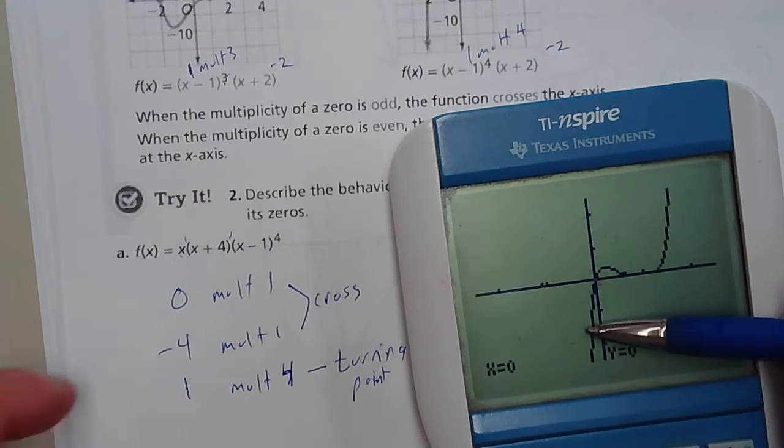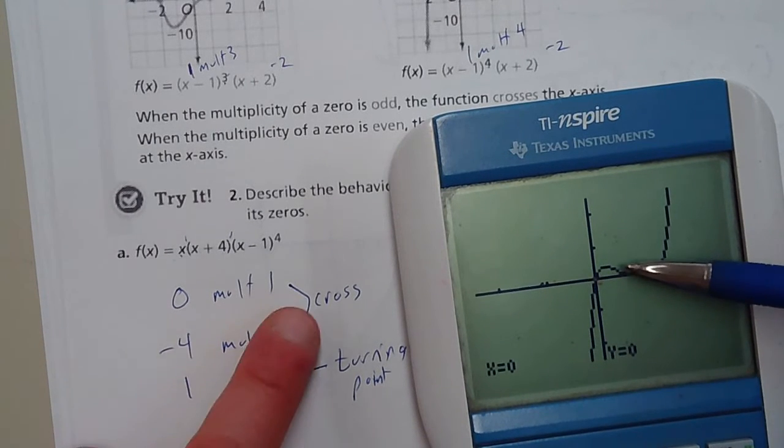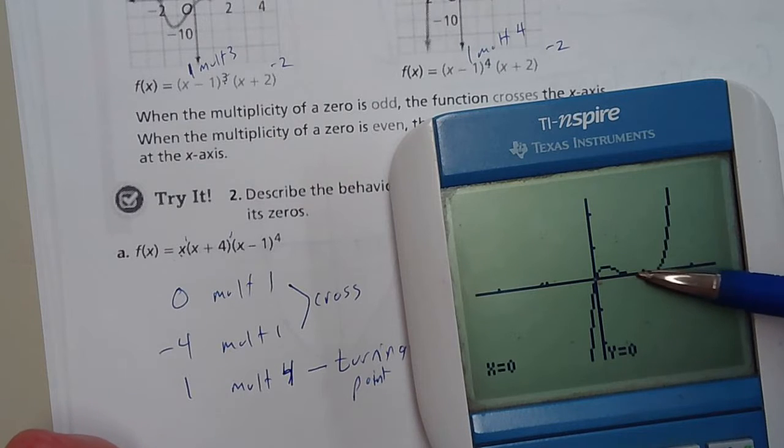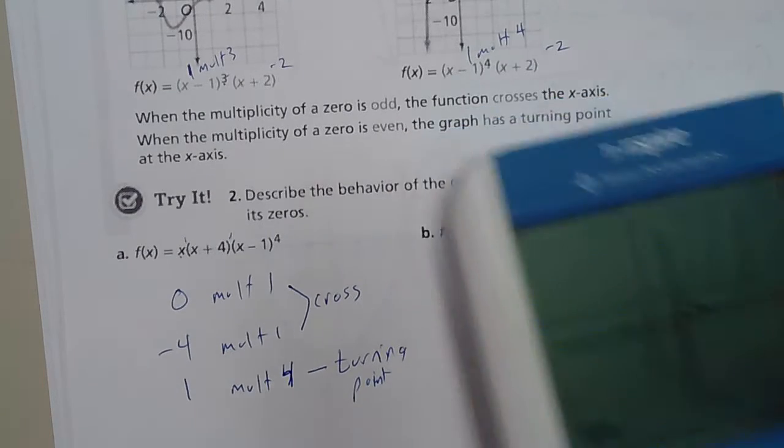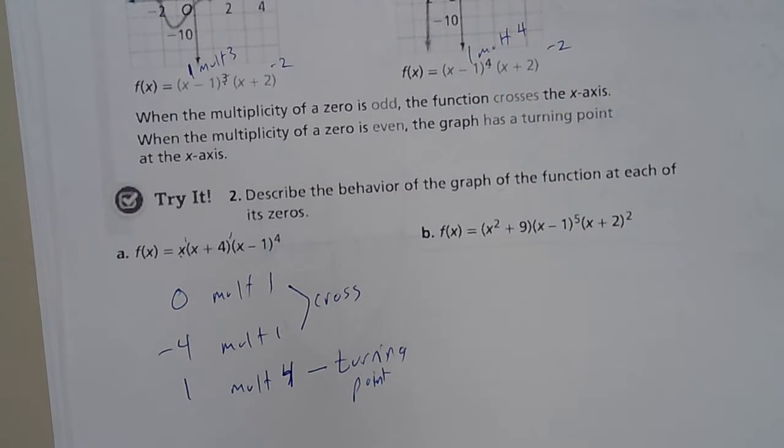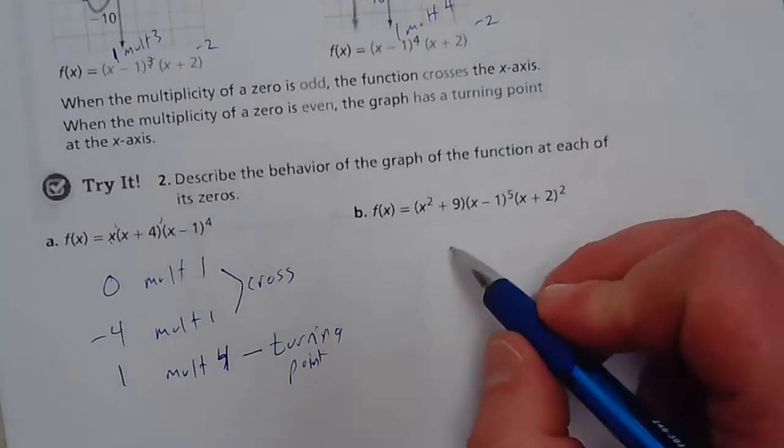So now you can see it does cross through at 0, like we said. But then at 1, it turns. So this is doing what we said. You just got to kind of zoom around and see that it's doing those things. But the multiplicity does give you that information. So we can do the same exact thing with this one.